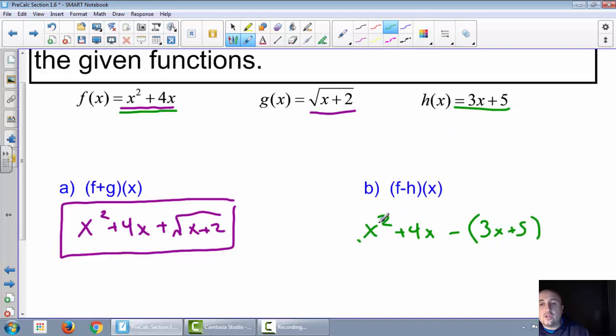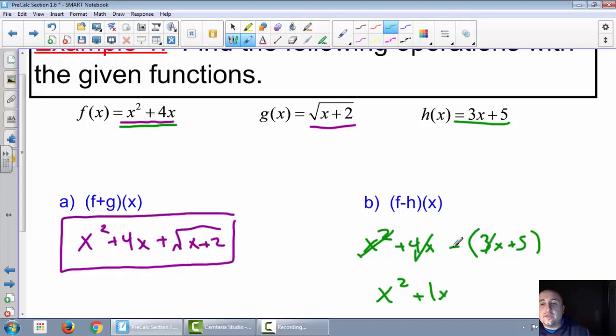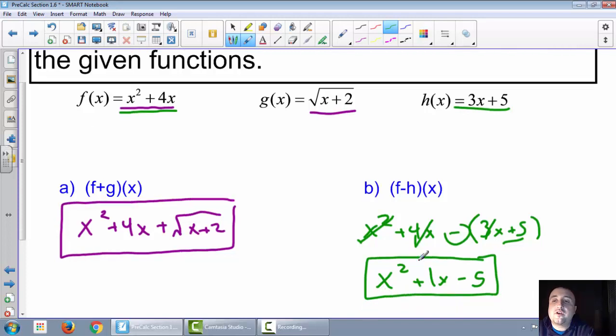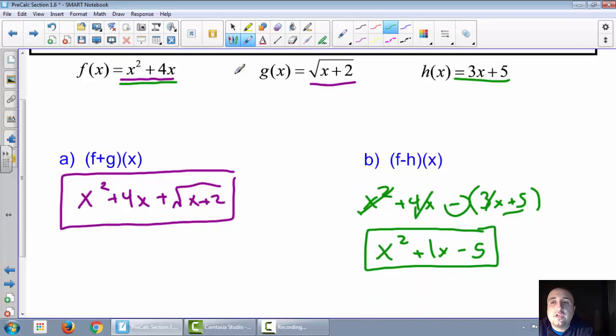All right, so let's do our like terms. We only have 1x squared, so I'm going to bring that down. So that one's done. We have 4x minus 3x, which is 1x. And then we have a minus a 5. So we have to do minus 5. Okay, so as long as you're fully simplified, there is our final answer. So we took our f and we subtracted our h. That's what it told us to do. Take f, subtract h. So x squared plus 1x minus 5.